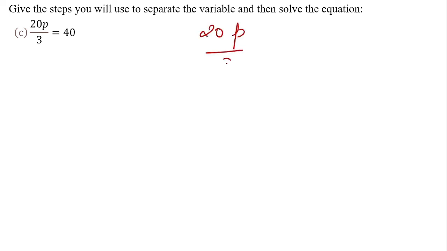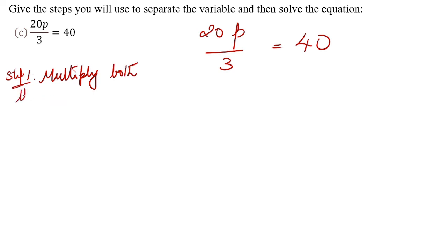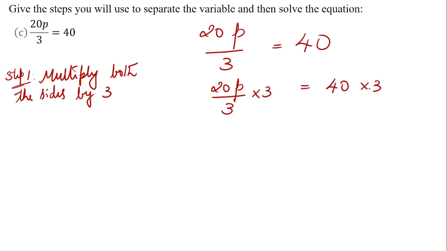20p divided by 3 is equal to 40. So first we need to remove 3. So what's the first step? Step 1 is, this is divide, right? So multiply both the sides by 3. This will be 20p divided by 3 into 3 is equal to 40 into 3.